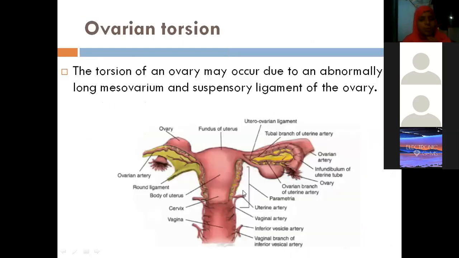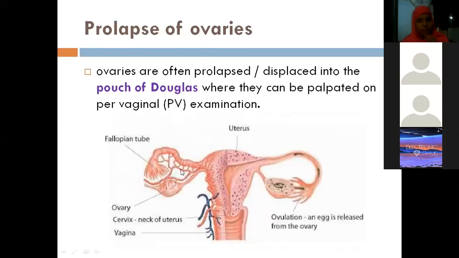Then coming to the applied anatomy, ovarian torsion. Torsion means, see, this is the normal position of the ovary. If it gets twisted and lies above, then you call it torsion. It may occur due to an abnormally long mesovarium, or a suspensory ligament that is too long. Basically, the ovaries lie in the ovarian fossa, and we have seen its relations. Sometimes, especially in multiparous women, the ovary may prolapse and be displaced into the pouch of Douglas, where it can be palpated through pervaginal examination.